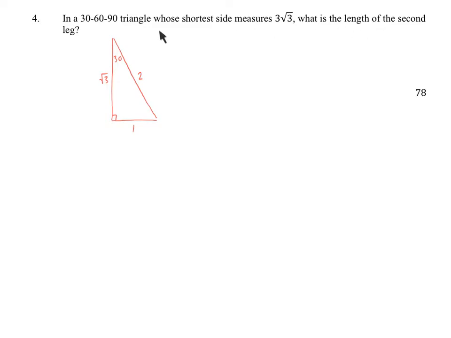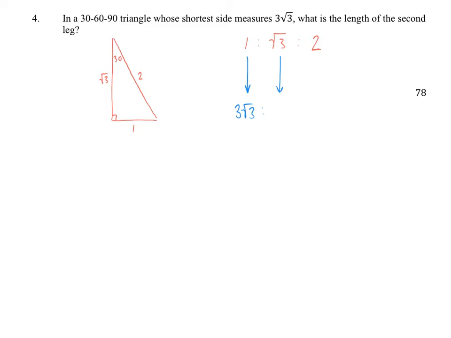What's the length of the second leg? Well, this is one leg. This is the hypotenuse. So it's asking us for this given this. So we can use our ratio that we started in class. We said that one leg to the second leg to the hypotenuse is 1 to radical 3 to 2. And they're telling us that the shortest leg just turned into a 3 radical 3. What will the second leg turn into?